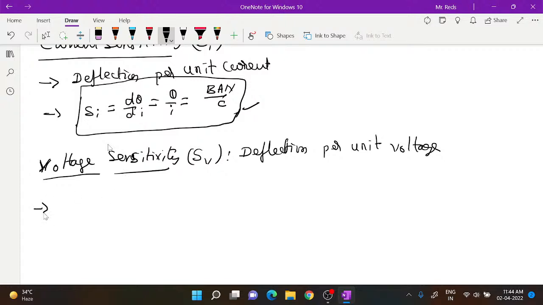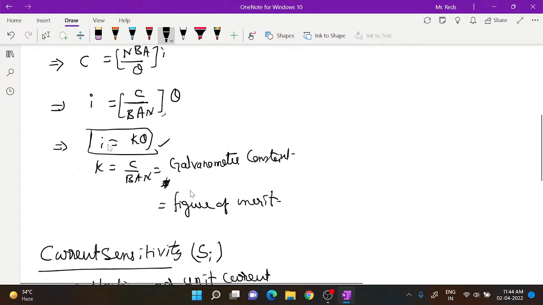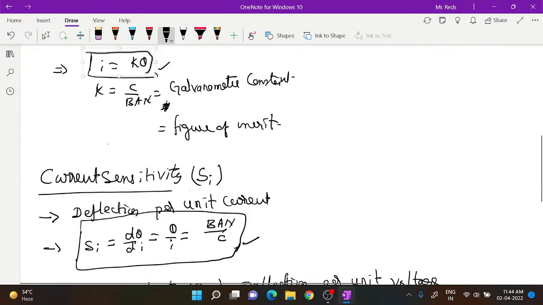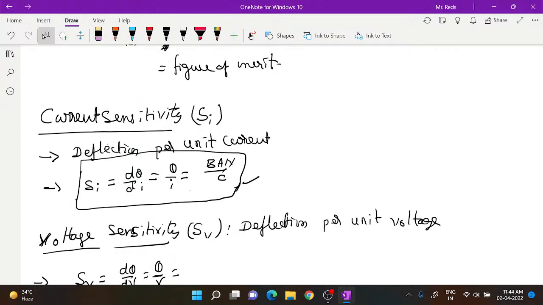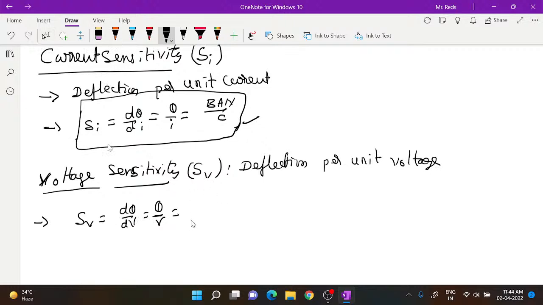Mathematically, S_V is equal to d theta by dV, or simply theta by V. How can we express this from the above expression? If you observe the equation, there is no term called voltage, but you have current. How can you express this current in terms of voltage? You know already from Ohm's law, V is equal to IR, or I is equal to V by R.